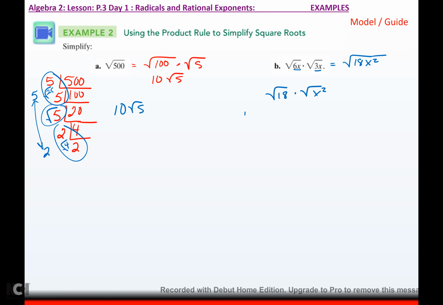Well, for 18, if I break 18 down, by 2 is 9, by 3 is 3. Bundle, that's 9. The square root of 9 is 3. He doesn't have a pair, he's back in. So this turns into 3 square roots of 2. My x squared, those cancel, and I get the absolute value of x. Because again, when these are both even, you need the absolute value signs. So now, if you put the outies together, I have 3 times the absolute value of x times the square root of 2.